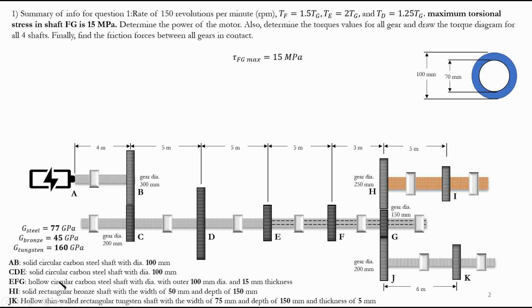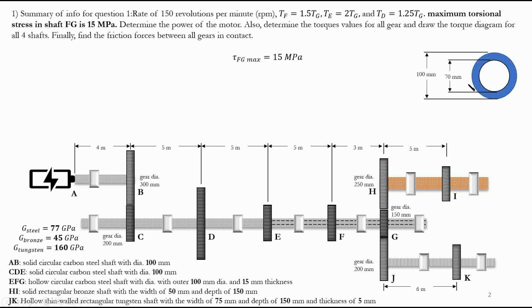Part FG is a hollow circular carbon steel shaft with outer diameter 100 millimeter and the thickness of 15 millimeter. So it's very important to know that the inner diameter will be 70 millimeters, okay? Because we have one thickness at the top, one thickness at the bottom. So our inner diameter is 100 minus 2 times 15. Remember to avoid that mistake. The inner diameter is 100 minus 2 times the thickness, so the inner diameter is 70.